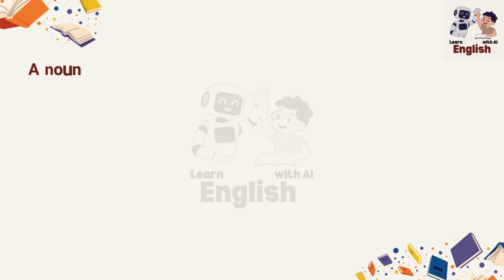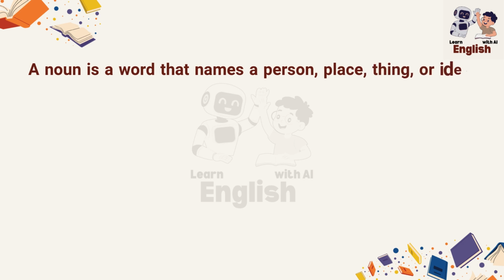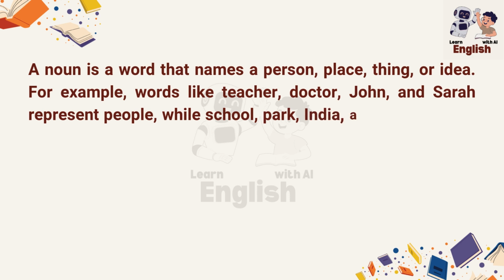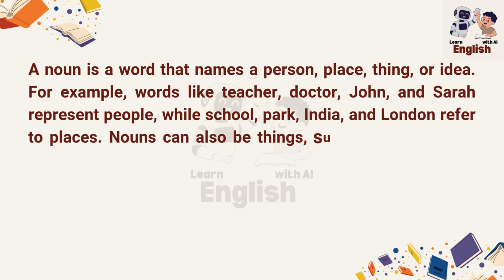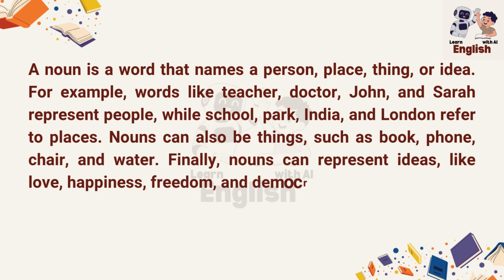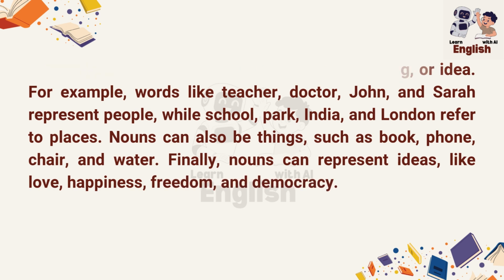A noun is a word that names a person, place, thing, or idea. For example, words like teacher, doctor, John, and Sarah represent people, while school, park, India, and London refer to places. Nouns can also be things, such as book, phone, chair, and water. Finally, nouns can represent ideas like love, happiness, freedom, and democracy.